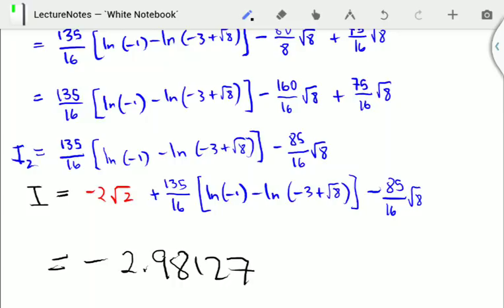So I hope you learned something. And again, we got this value for that definite integral. And with that, we now have the pin for that damn ATM.